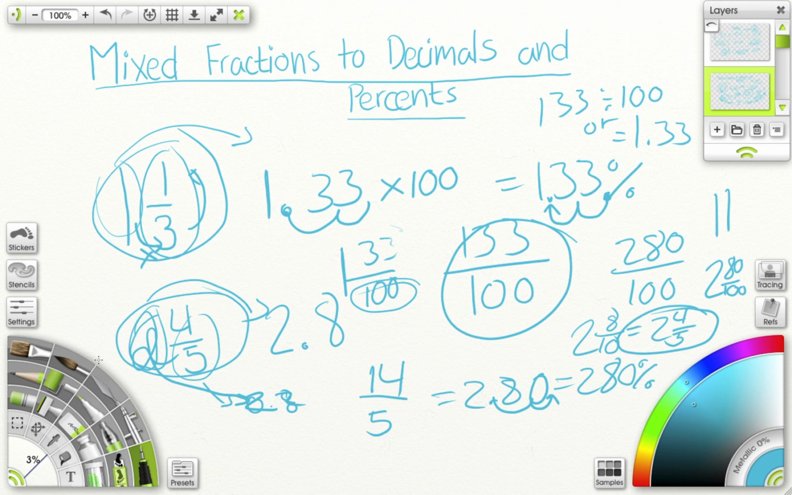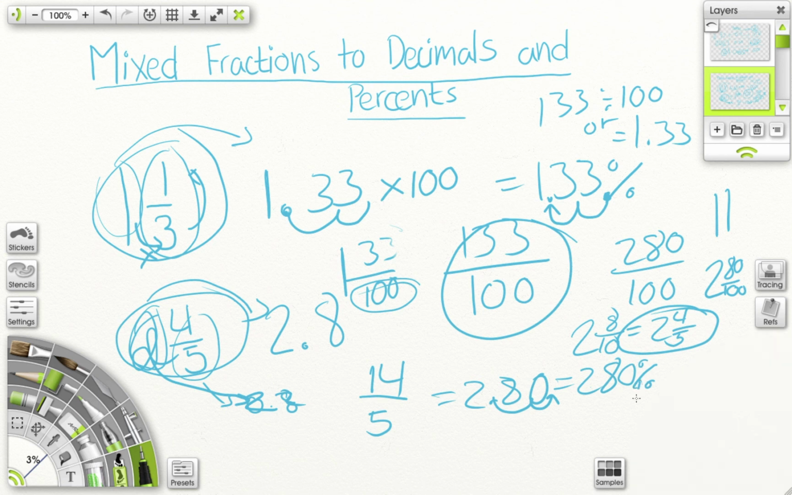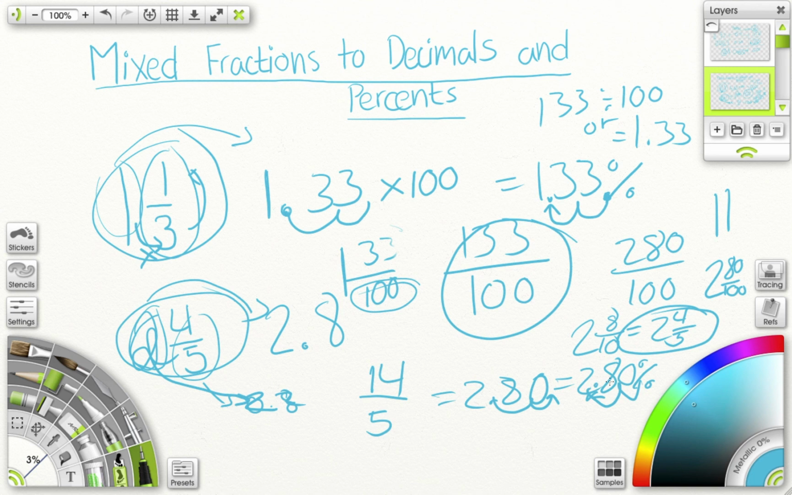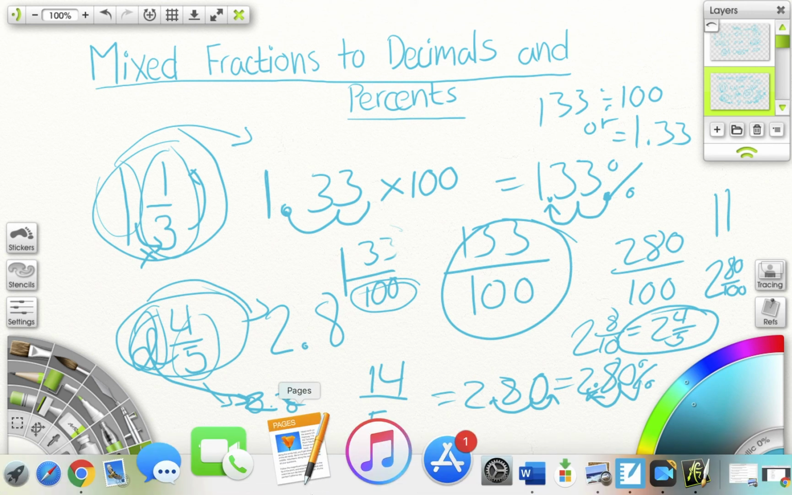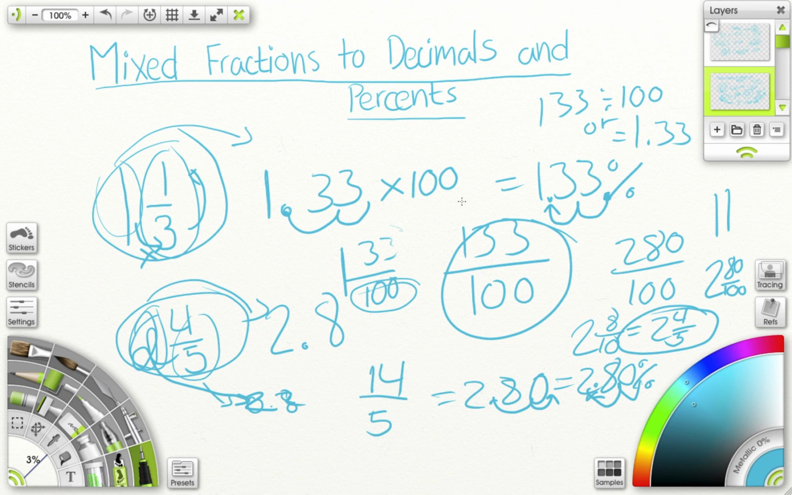Remember, if you are just taking your percent and turning it into a decimal, you just divide it by 100, or you move the decimal spot 2 places over. And that will give you a percent to a decimal. So that's what we're doing today, is mixed fractions. So you're going to have a worksheet that's going to be similar to the one from Wednesday.